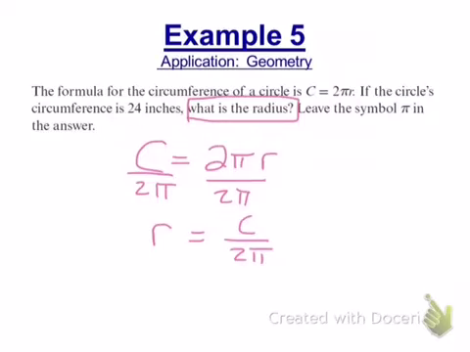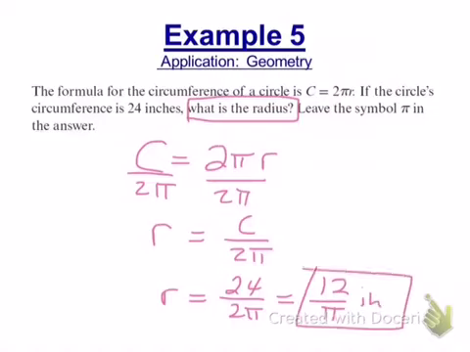That was easy. Well, we're not finished because we have to find the radius for a specific circumference. So our radius when C equals 24 is going to be 24 divided by 2 pi, which the 24 over 2 will cancel, and that's going to be 12 over pi inches. Okay? That's an awkward looking number, isn't it?